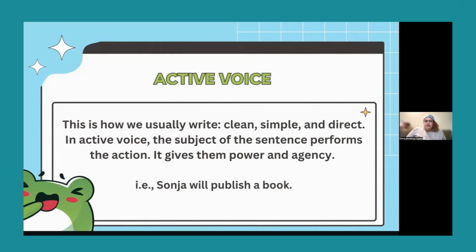So active voice is the voice that's usually used in fiction. Passive voice is often used in academic writing or some nonfiction writing. We use active voice a lot because it's really clean, it's simple, it's direct. And like I said, it gives the subject of the sentence power and agency because they're performing the action in the sentence. So the more that we can read our own writing with that in mind, the more that we bring those characters into their own, I think.